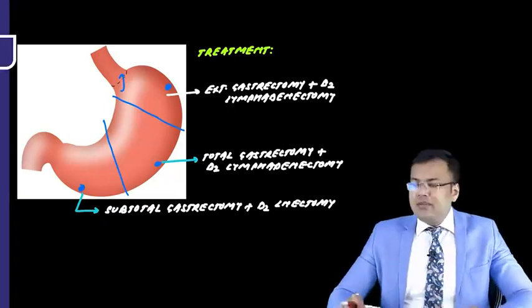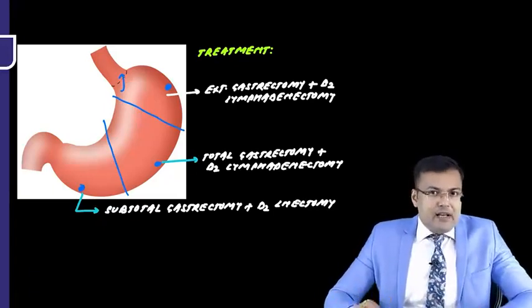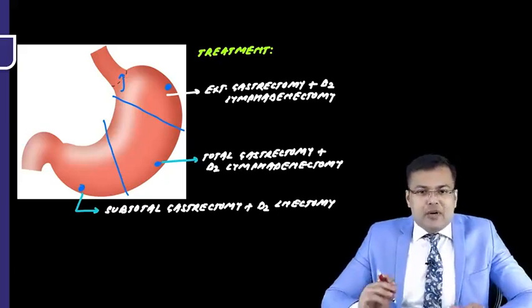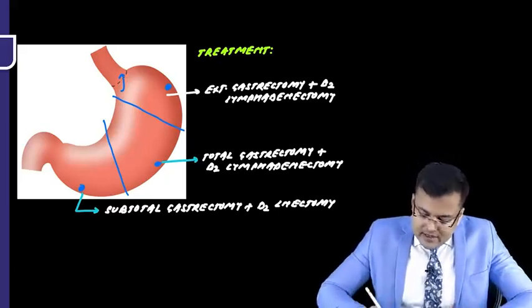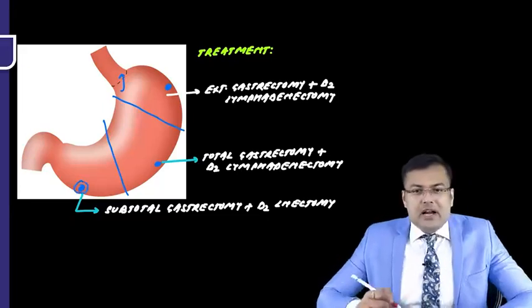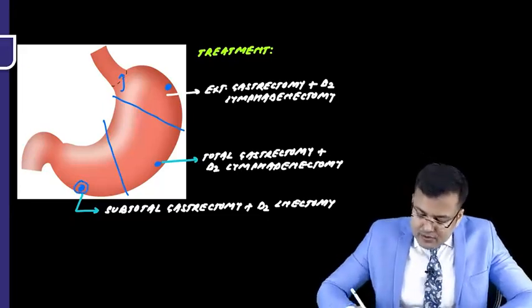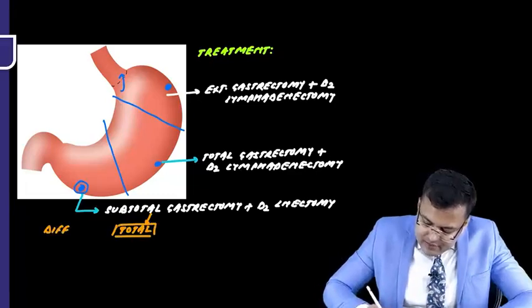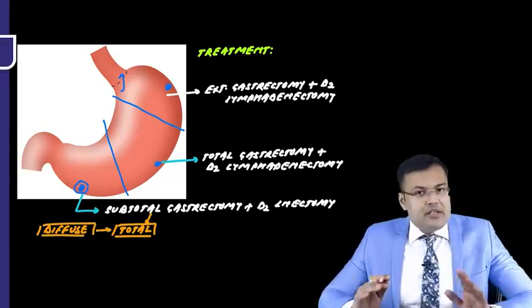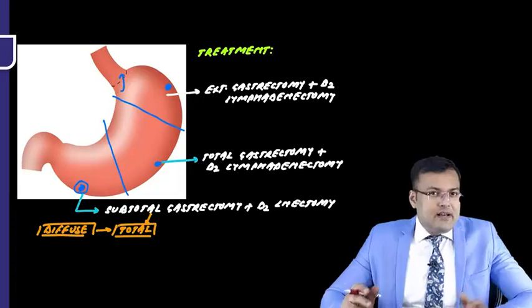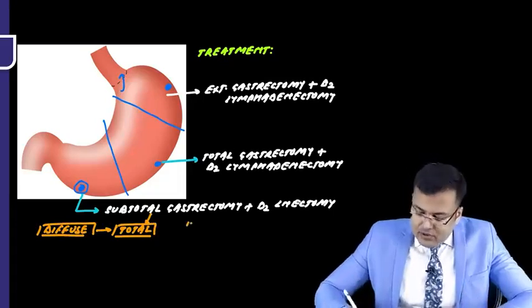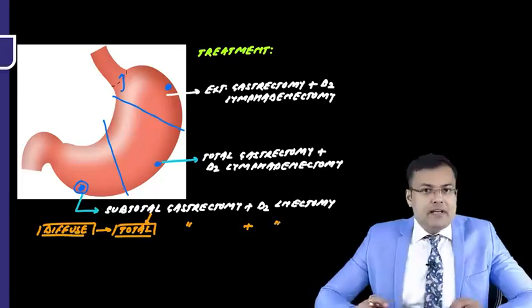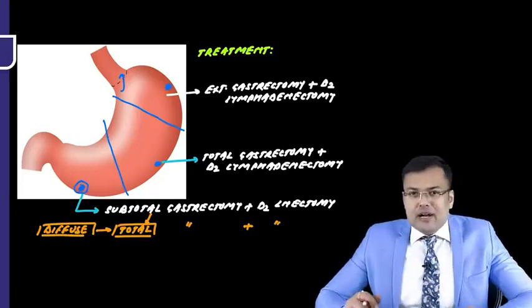The same treatment applies for both intestinal variety and diffuse variety with one exception. If the diffuse variety is involving the distal one-third, in place of subtotal gastrectomy we should perform total gastrectomy. The rest is the same. If the patient has diffuse variety, we should not leave some part of the stomach. So we perform total gastrectomy plus D2 lymphadenectomy. This is how we manage patients of carcinoma stomach.